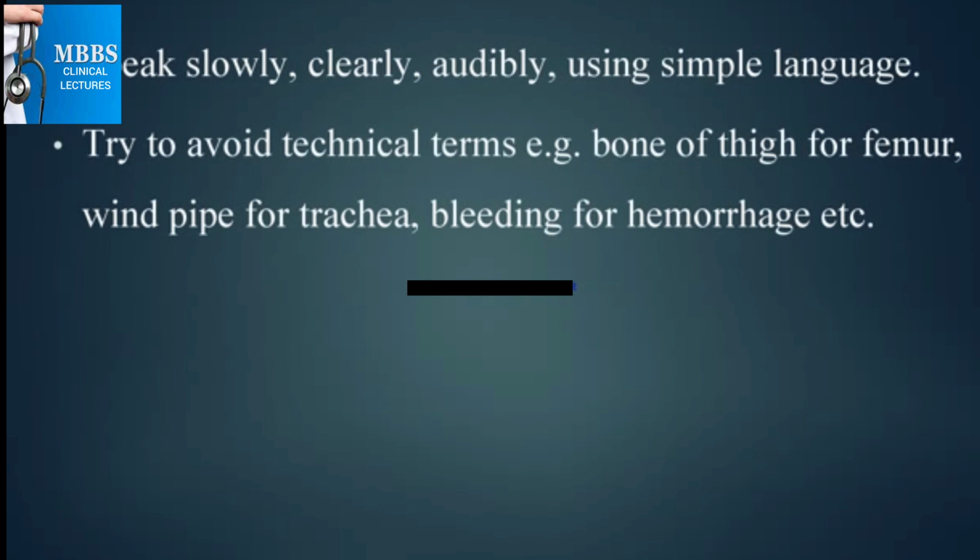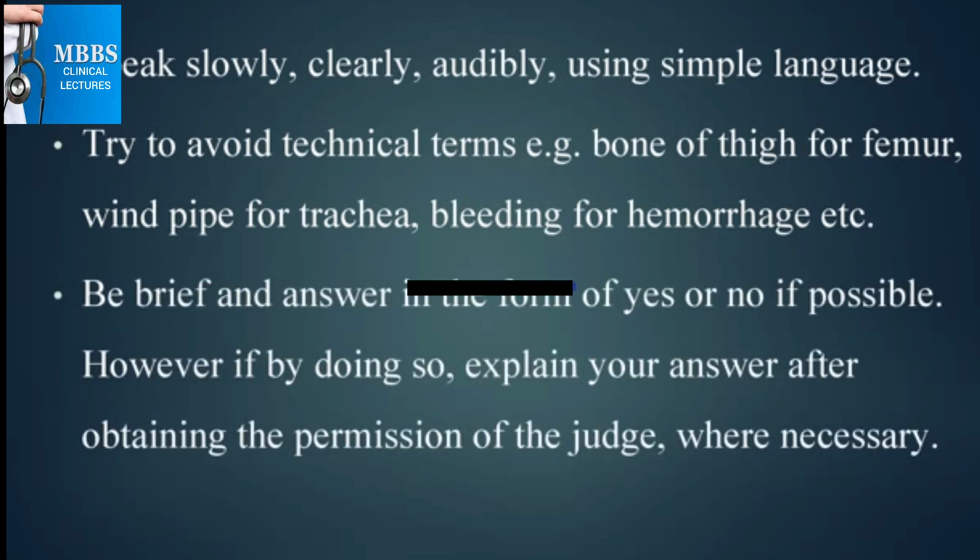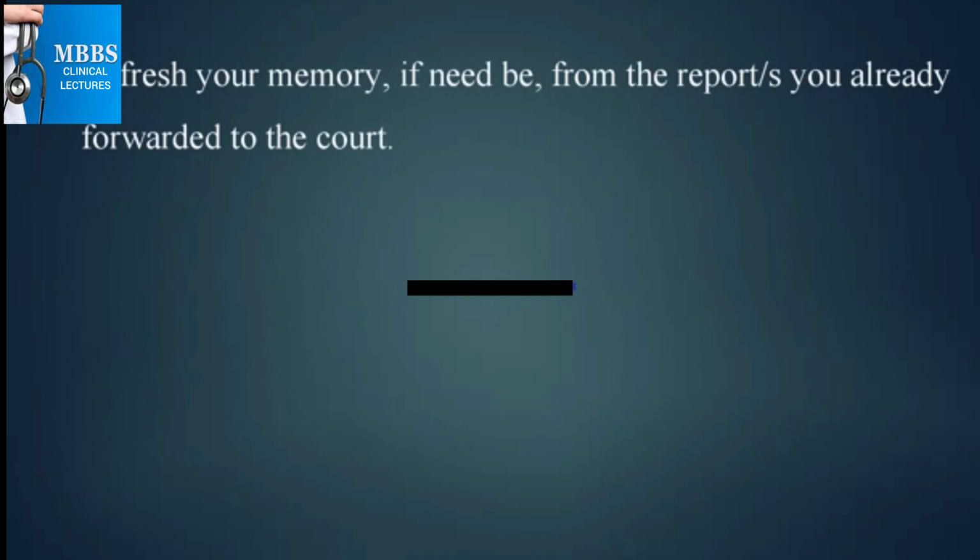The language should be simple. There should not be overuse of technical terms. For example, if you can use the word windpipe for trachea, that would be more suitable, or bleeding for hemorrhage, that would be more suitable. And answers should be brief, not very long or explanatory answers. But if the judge asks him to explain something, he should do so.